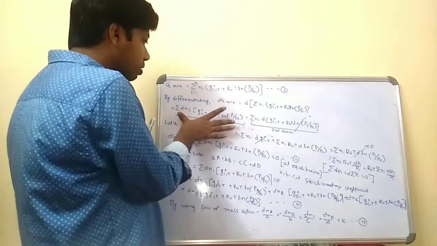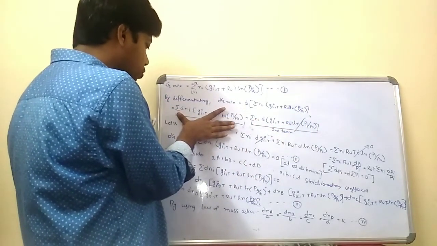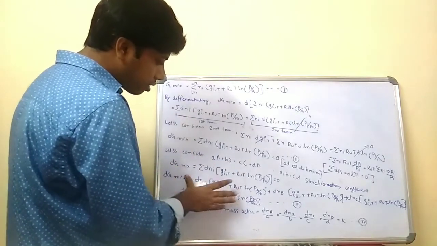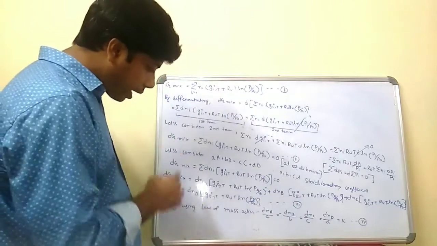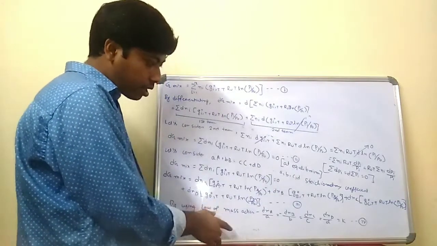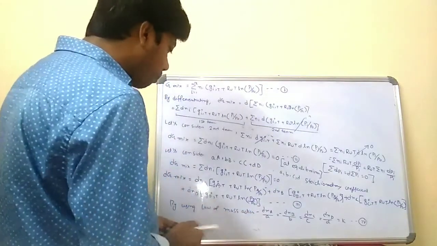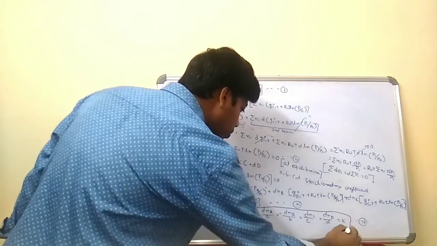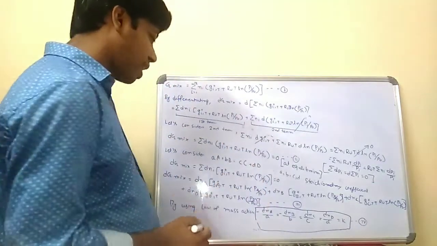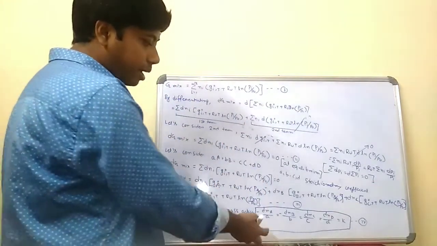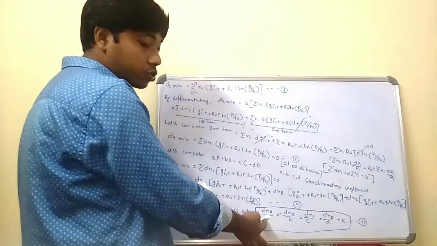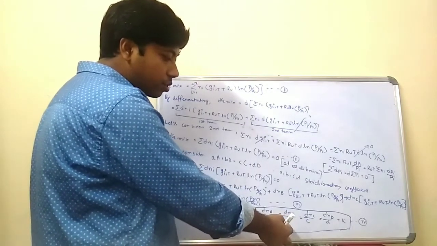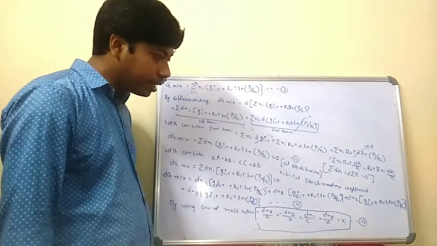So ultimately the equation becomes this one, dG mixture. By using the law of mass action, minus dnA by small a, which is the stoichiometric coefficient, is equal to minus dnB by small b, which is the stoichiometric coefficient b.